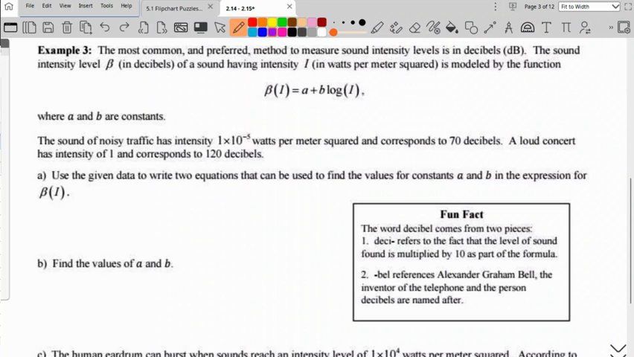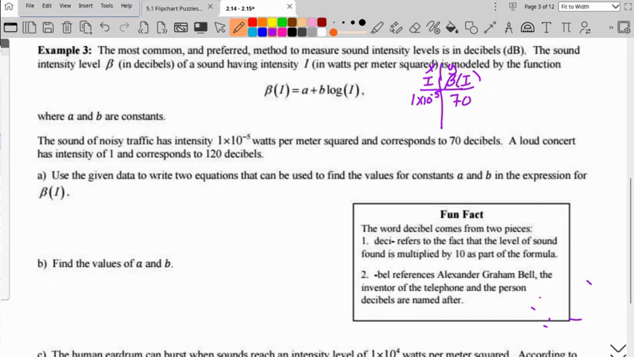So it says the sound of noisy traffic has intensity 1 times 10 to the negative 5 watts per meter squared and corresponds to 70 decibels. Okay, what they're giving us here is specific I and D of I notation. So this is like our X, Y chart. They're giving us 2 data points. So the intensity of the sound is 1 times 10 to the negative 5th, and that is 70 decibels.